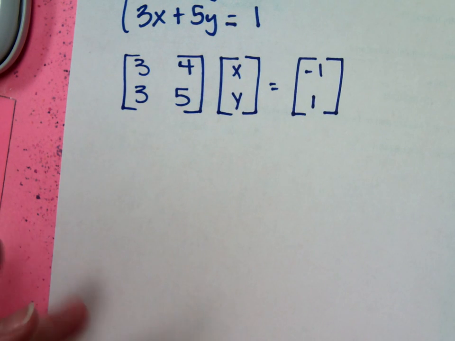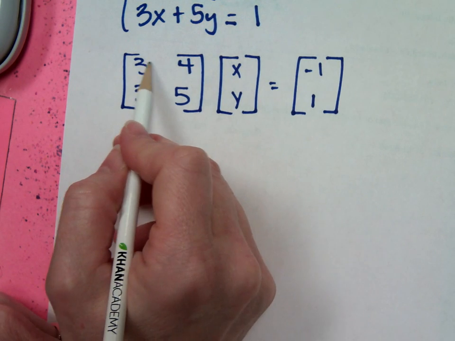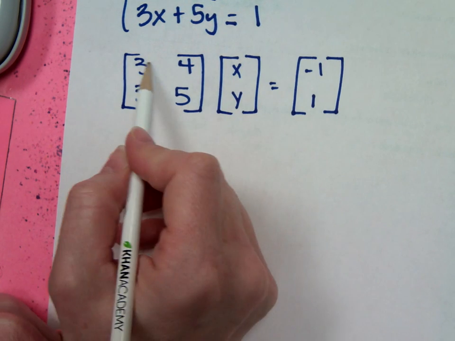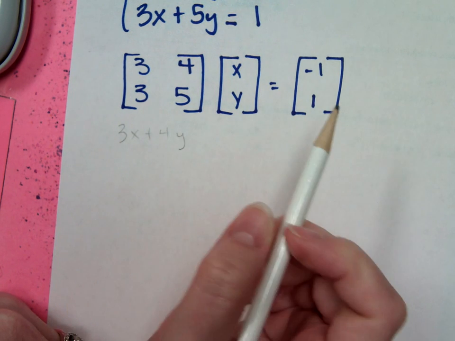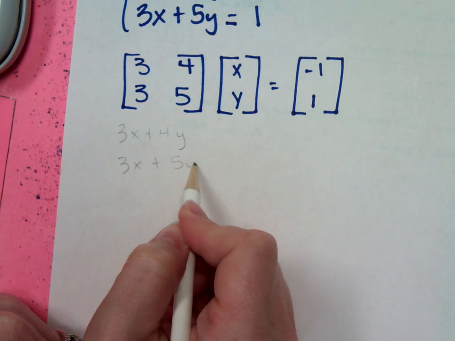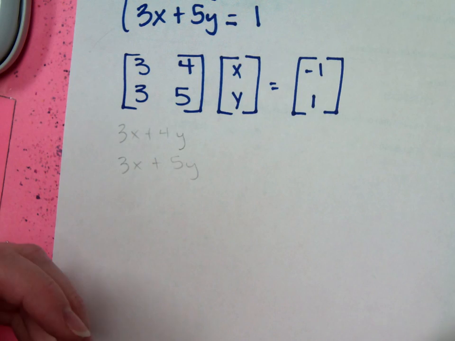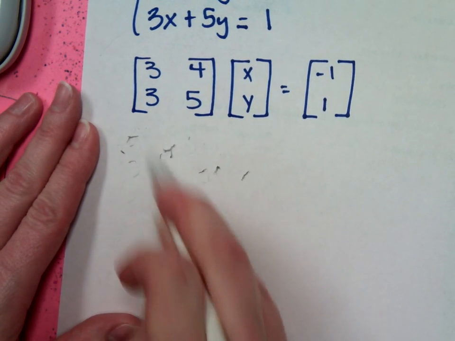Now, if you will remember from multiplying matrices, which I didn't really show you this yesterday, but we did it last year. If you were to multiply this by hand, this goes to 3x plus 4y. This one turns into 3x plus 5y. Well, guess what? That's exactly what I just started out with. So I didn't change anything about my system except how it looks. And we've talked about that.